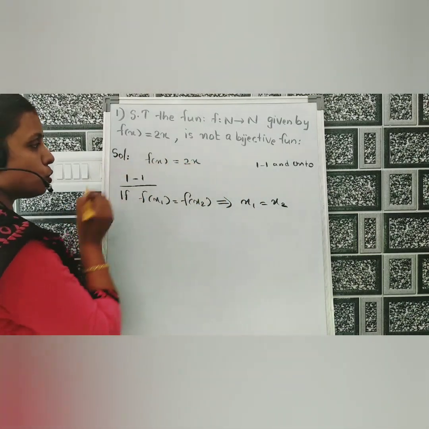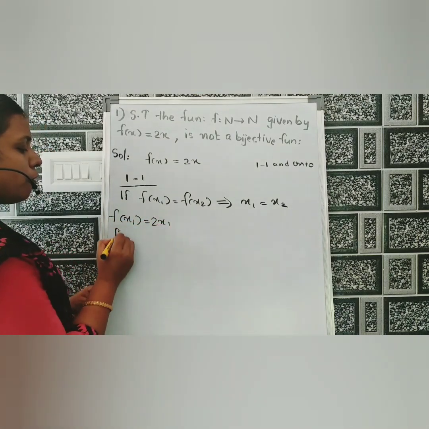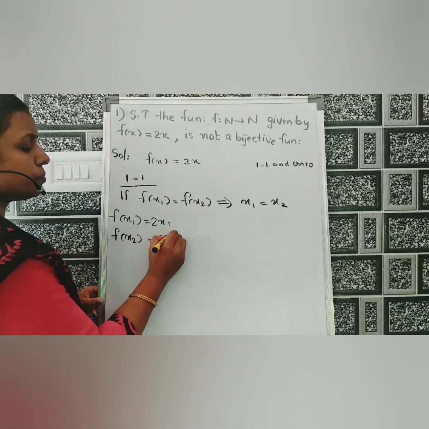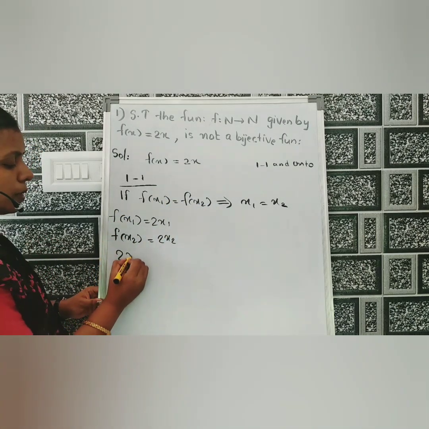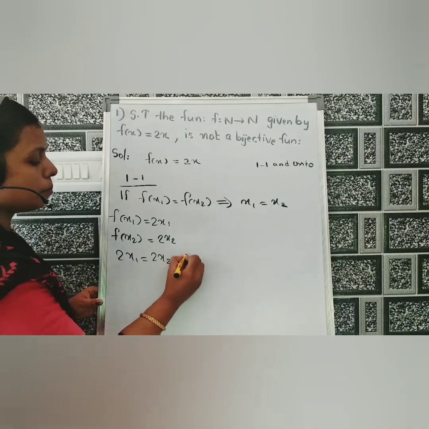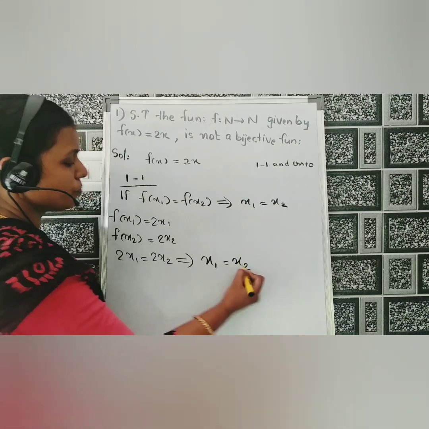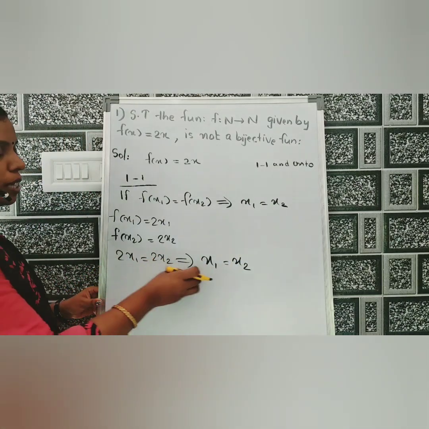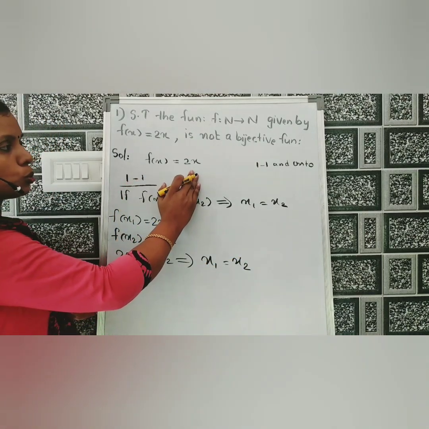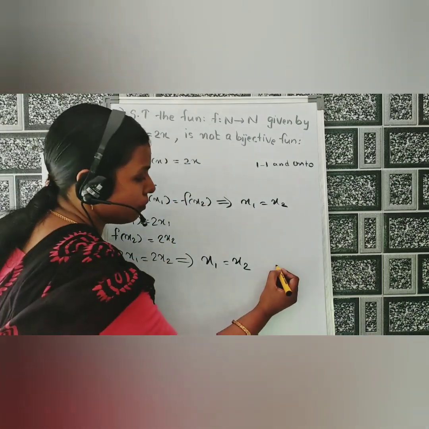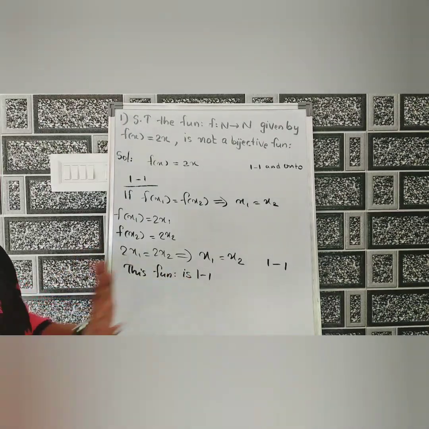Here f(x) = 2x, then f(x1) = 2x1 and f(x2) = 2x2. If f(x1) = f(x2), that is 2x1 = 2x2, the 2 gets cancelled and we get x1 = x2. That is, f(x1) = f(x2) implies x1 = x2. Then we say that the given function f(x) = 2x, f from N to N, is one-one.